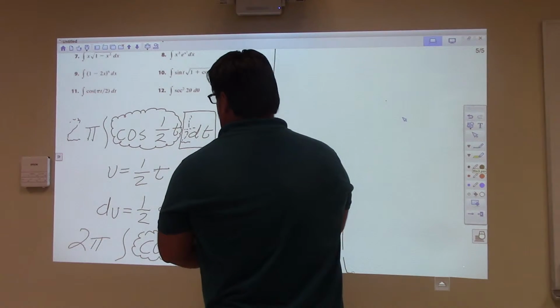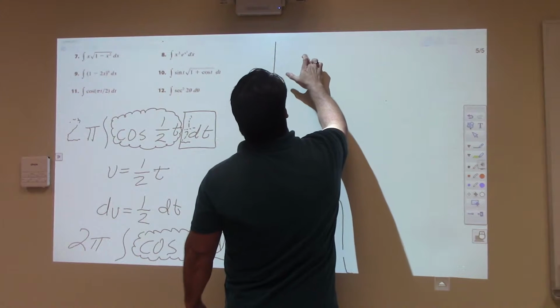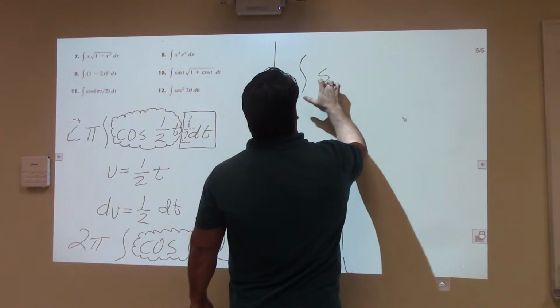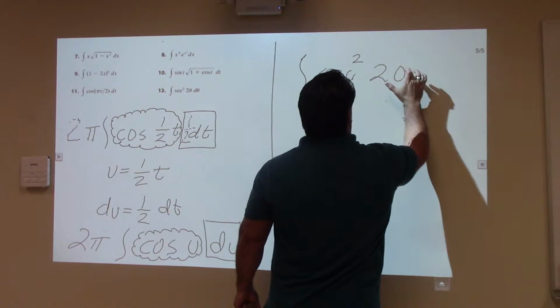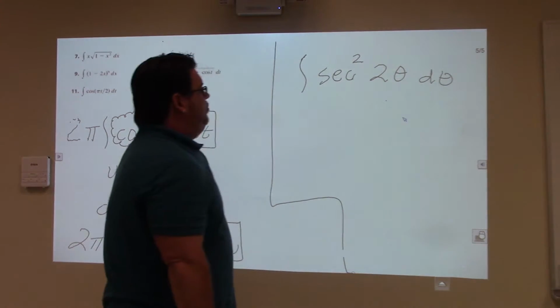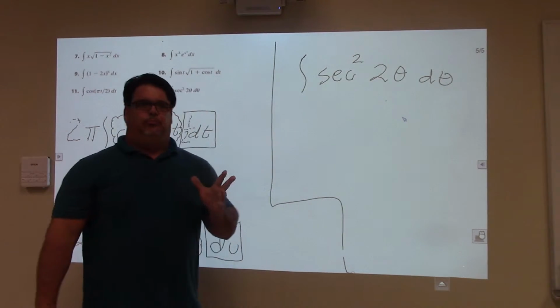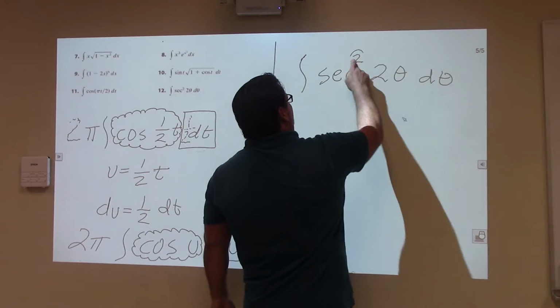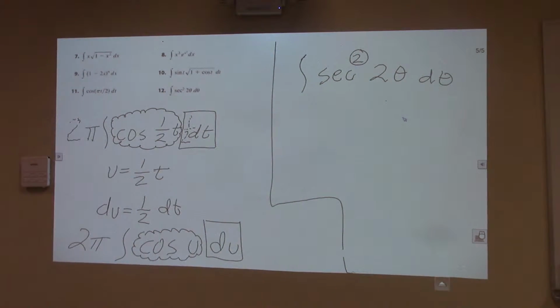All right, so the last one is the antiderivative of secant squared of 2 theta, d theta. Now, what they're doing here is they're giving you a clue. This guy right here is a secant squared. So that means that you're looking for u squared. You're trying to get it into the power rule. Maybe.